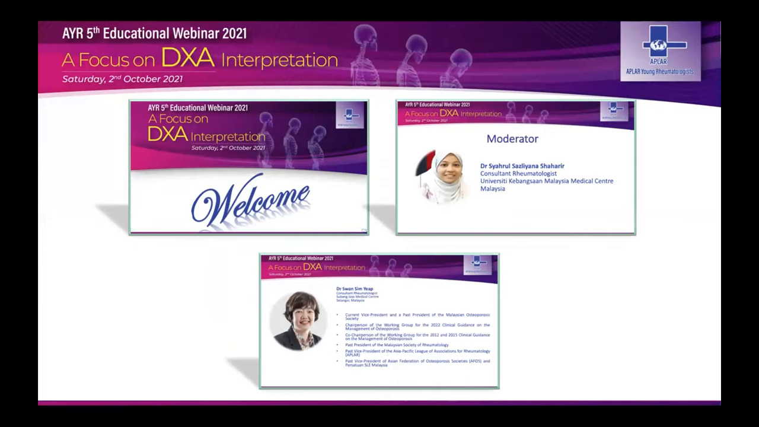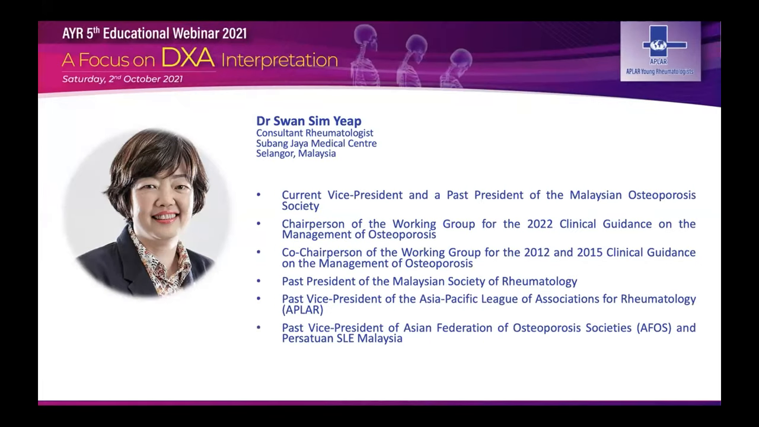I'm honored and proud to introduce the speaker, Dr. Swan Sim Yap. She's from Malaysia. She's actually our Sifu and Guru in the rheumatology fraternity. Dr. Yap is a consultant rheumatologist at Subang Jaya Medical Center, Malaysia. Her previous appointments include Associate Professor and Head of the Rheumatology Unit at the Department of Medicine at University of Malaya, Malaysia. She is the current Vice President and a past President of the Malaysian Osteoporosis Society, a past President of the Malaysian Society of Rheumatology, and was previously a Vice President of the Asia Pacific League Association of Rheumatology, APLA, as well as Asian Federation of Osteoporosis Societies and Persatuan SLE Malaysia.